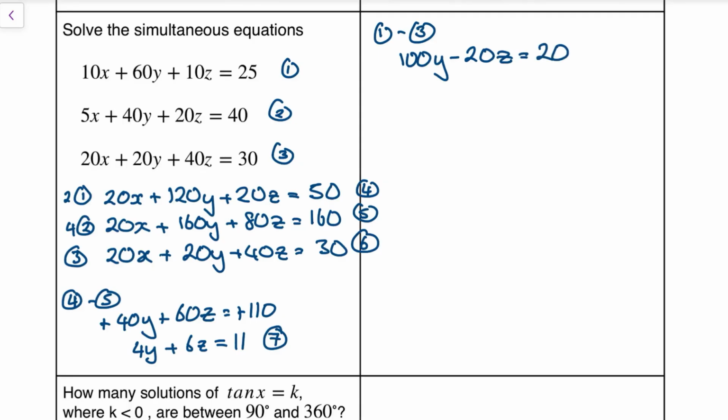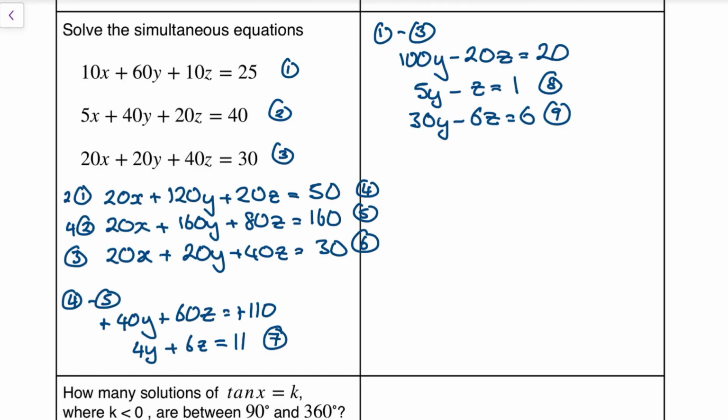So let's simplify this a bit, divide by 20. So that's 5y minus z is equal to 1. Let's call that equation 8. But then what I'm going to do, because I need to make simultaneous equations from 7 and 8, is I'm going to multiply equation 8 by 6. So that's going to give me 30y minus 6z is equal to 6, and we'll call that equation 9.